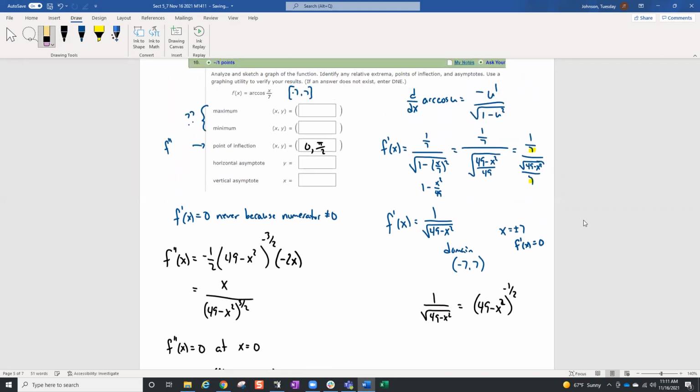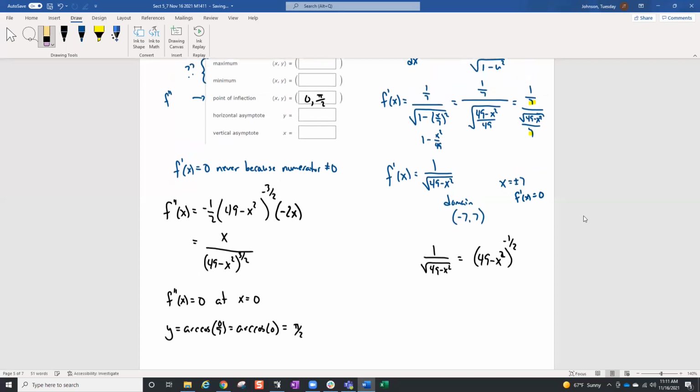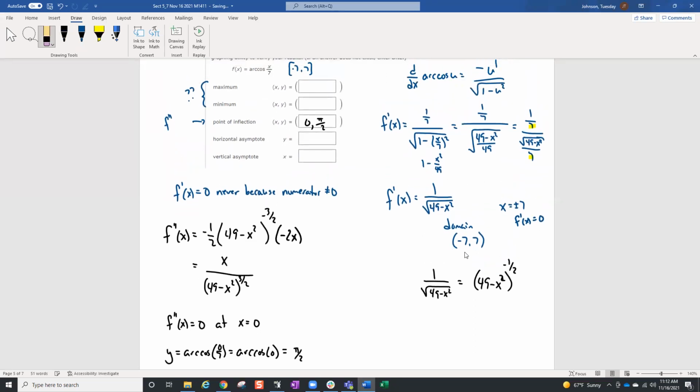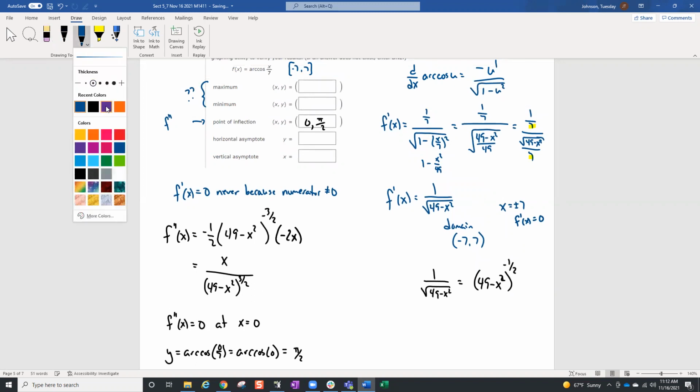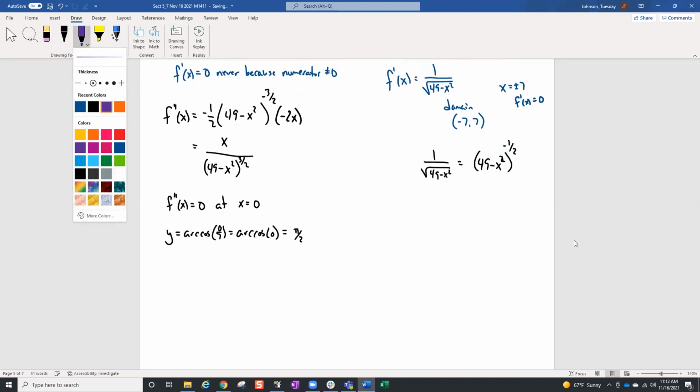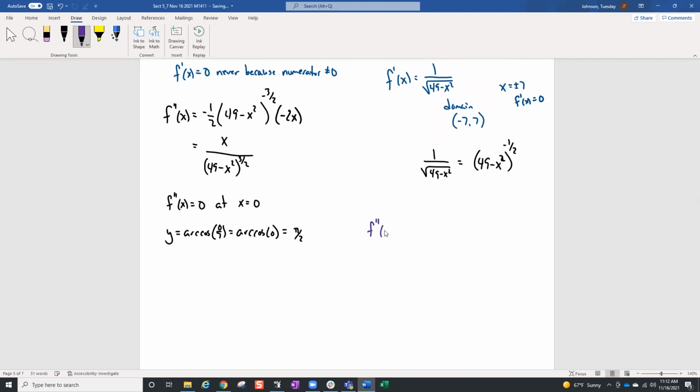I'm guessing my maximums and minimums are at the 7s, and I'm not sure which one's a maximum or which one's a minimum. There's definitely something funky going on at the 7s. So I'm going to use the second derivative test because I haven't really used it in class, because who does? Let's check it out. Let's find f double prime of -7. The second derivative at -7, that's still undefined.